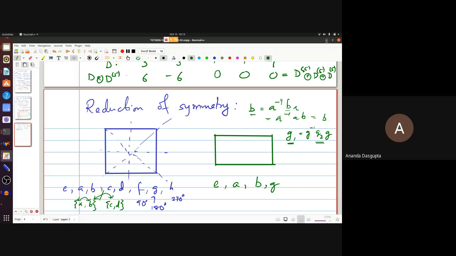Having said that, can you see now why A and B cannot be in the same class for the rectangle? The 90-degree rotation, which converted the line for A into the line for B in the case of the square, is no longer a symmetry element of the rectangle, right? For the rectangle, there is only reflection A in this line, reflection B in this line, and a 180-degree rotation. Okay. So there's no way in which A and B can be in the same class.